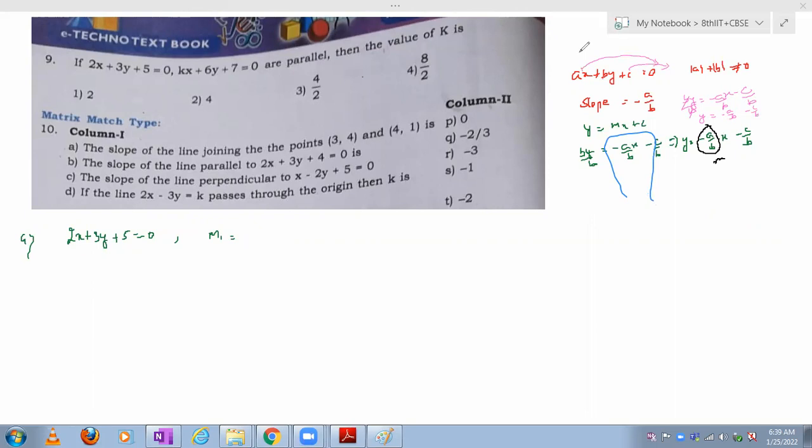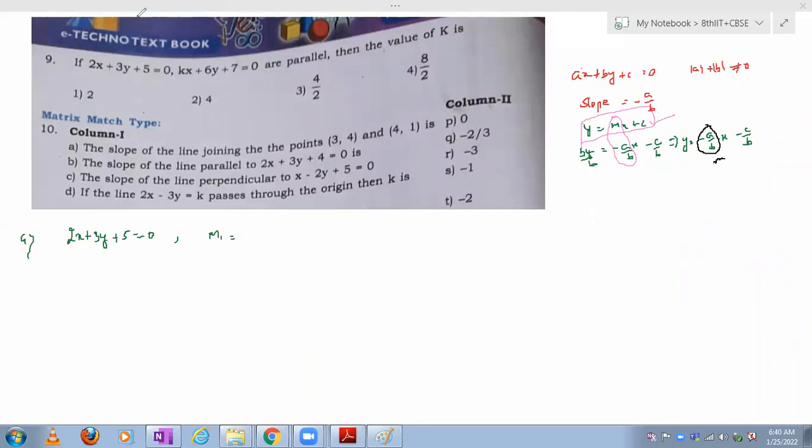Got it? Sir, how did you come to know that minus a by b is the slope? See, compare with this: y is equal to mx plus c. This is the slope-intercept form of the equation. Compare this, then m is nothing but minus a by b, or not? The x coefficient is minus a by b. That means m is minus a by b. And minus c by b is the y-intercept. But here the thing required for us is the slope.